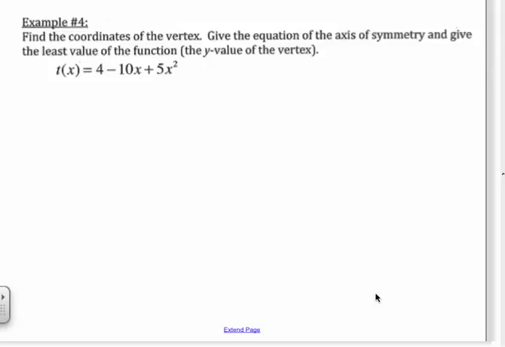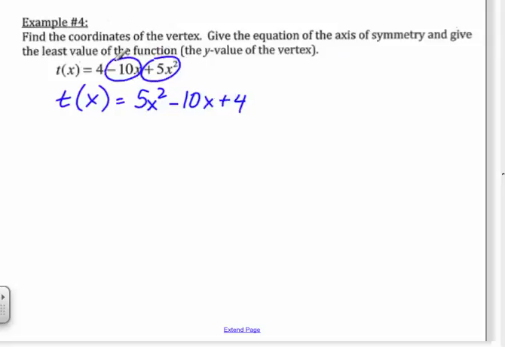So I'm going to actually rewrite this function as t of x is equal to 5x squared minus 10x plus 4, right? This term needs to go in front, this goes in the middle, and this goes in the back. Because we want the powers of the exponent to go in decreasing order. Squared to the first, and then really to the 0, right? 4x to the 0, which is 1. Okay, so now that I've got it written in the right form, a equals 5, b equals negative 10, and c is equal to 4.